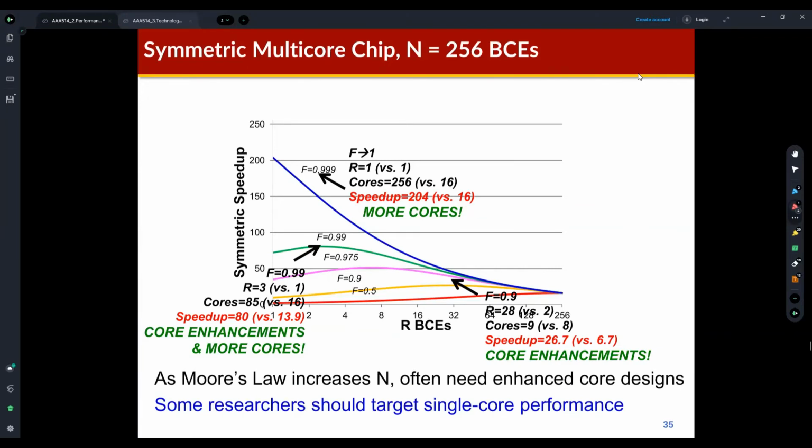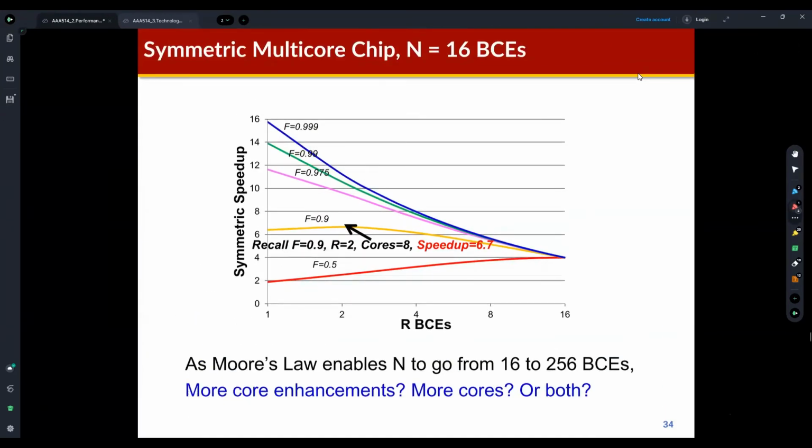But we can think of some very extreme cases. In this slide, we assume that N is 16 BCE. But you know, Moore's law is applied. So what is Moore's law? The number of transistors doubles every 2 years. Which means in the same area, we can include more transistors, which is very similar to the cost.